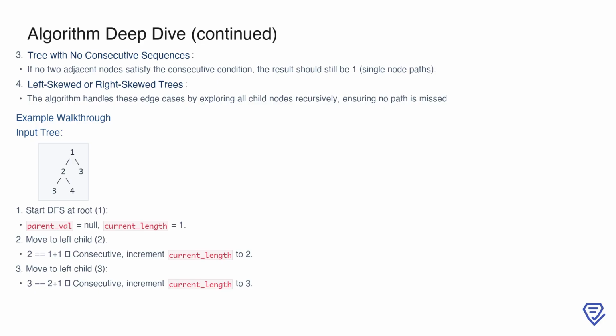To illustrate, consider a tree with the structure where the root node is 1, with children 2 and 3, and 2 further branching into 3 and 4. Starting from the root, we initialize the sequence length to 1. Moving to the left child, 2, we see that it continues the sequence from 1, so we increment the length to 2. From 2, we move to its left child, 3, which also continues the sequence, bringing the length to 3. This demonstrates how the algorithm tracks and extends the consecutive sequence as it traverses the tree.